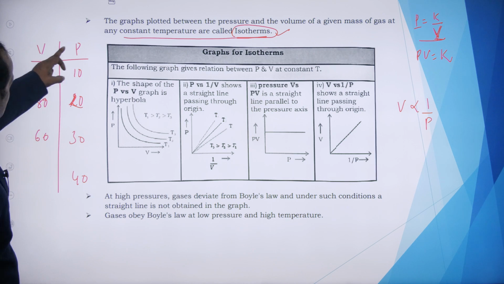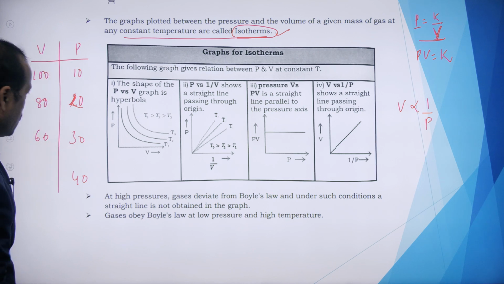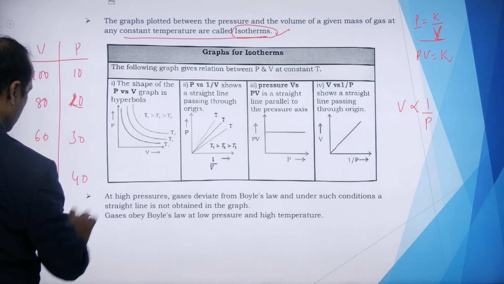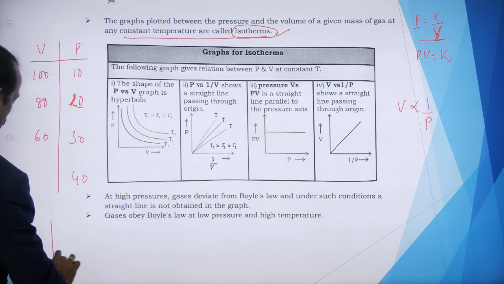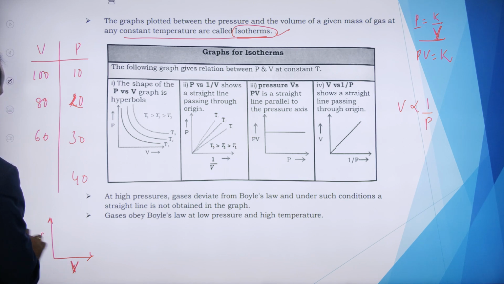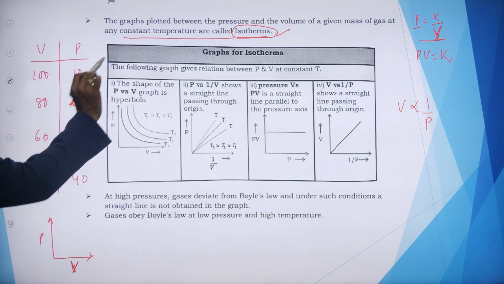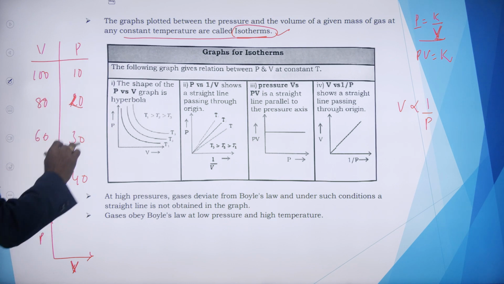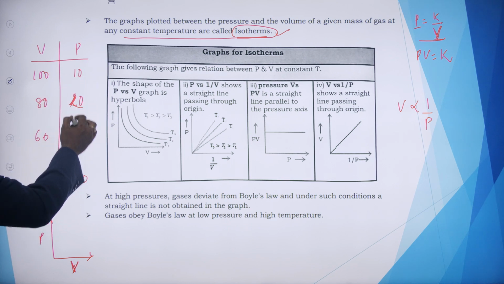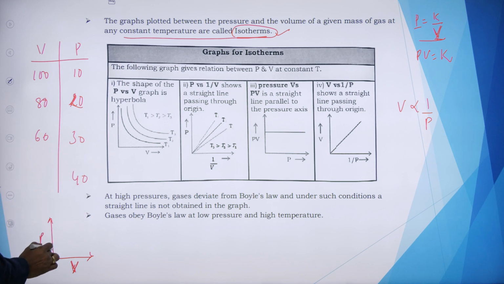Okay, so as the pressure increases, volume decreases, correct? Now if you plot the values, you know how to draw the graph? So this is the x-axis, this is the y-axis. On the x-axis we are putting the volume, and on the y-axis we are putting P. So see here, P is the pressure. Pressure is 10, 20, 30, 40, okay? So here 10, 20, 30, 40. And volume is like 60, 80, 100, something like this.